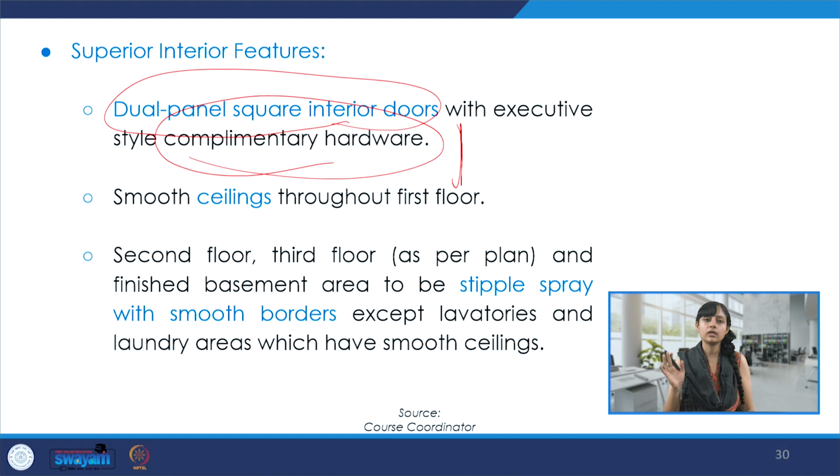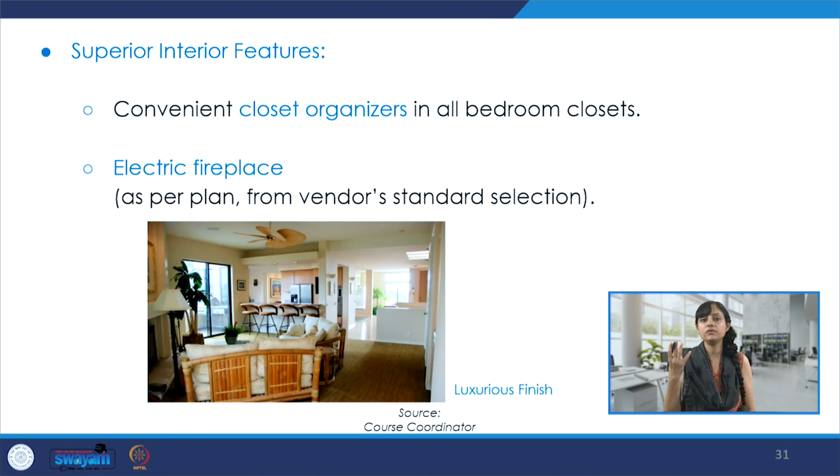There is a smooth ceiling, and it's seen everywhere throughout the first floor. All the ceilings that we see there on the first floor. Second floor, third floor, and the finished basement areas were to be stipple spray with smooth borders, except lavatories and laundry areas, which have smooth ceilings. So this was a kind of design vocabulary which was established by the designers. There are some convenient closet organizers over here. There is an electric fireplace which is interesting.